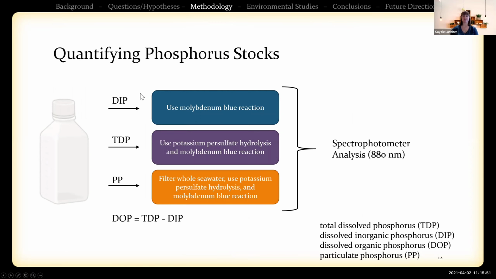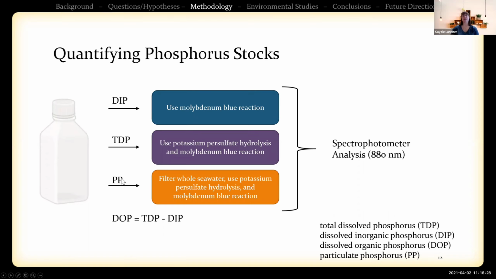For dissolved inorganic phosphorus, we just take the seawater and react it with a molybdenum blue reaction, which can then be analyzed on the spectrophotometer. For total dissolved phosphorus, we take all of the phosphorus and hydrolyze it. So we take that organic pool and turn it into an inorganic pool, and then we read that on the spectrophotometer. That will give us all of the dissolved pool.